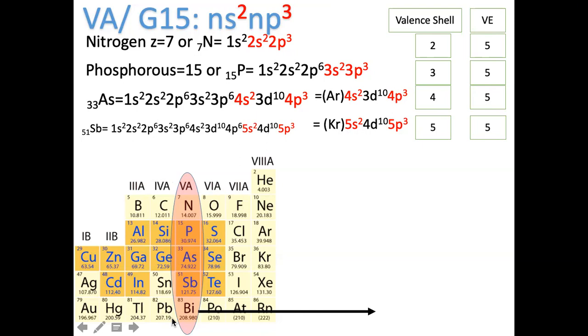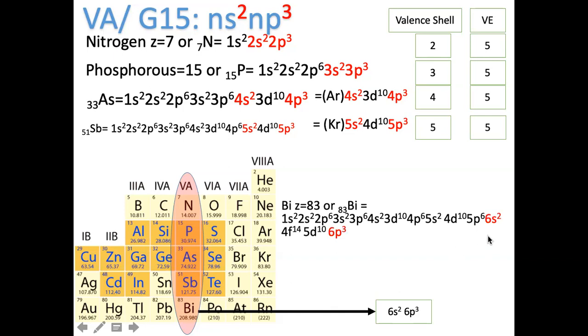So guess what would be the ending of bismuth? That would be 6s2 and 6p3. Let's look at the electronic configuration of bismuth: 6s2, 4f14, 5d10, 6p3. But of course, we're going to get the electrons in the highest energy level. And I hope that you are now seeing the pattern. This one is the shortcut way of writing bismuth.